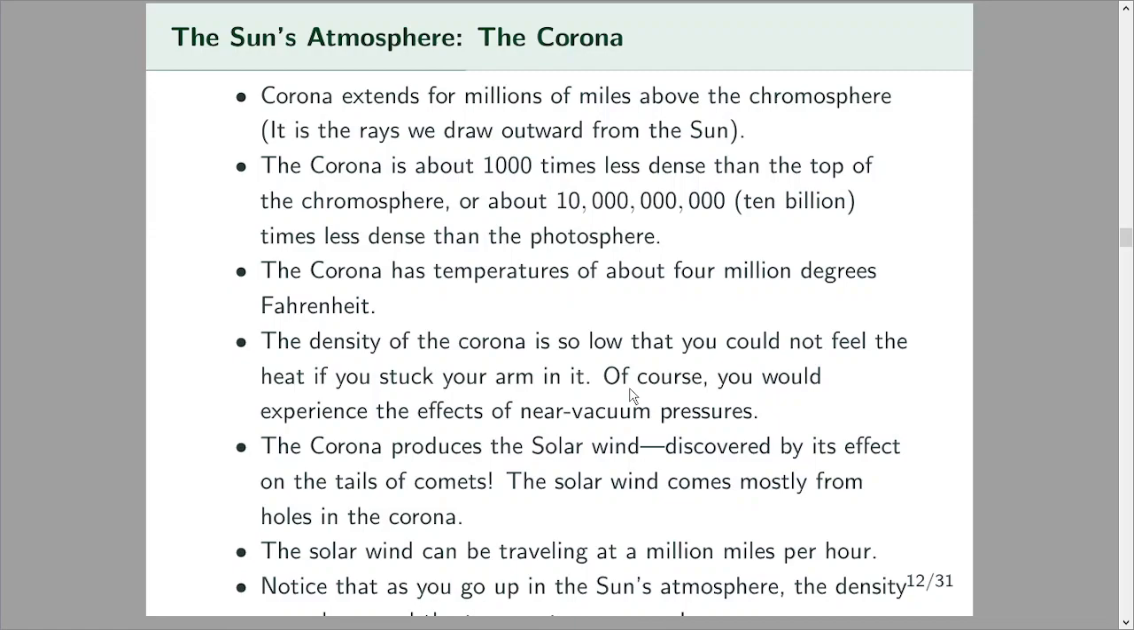All these comets have their tails pointing away from the sun. The solar wind can be traveling up to 1 million miles an hour. Notice as you go up in the sun's atmosphere, the density decreases and the temperature increases.